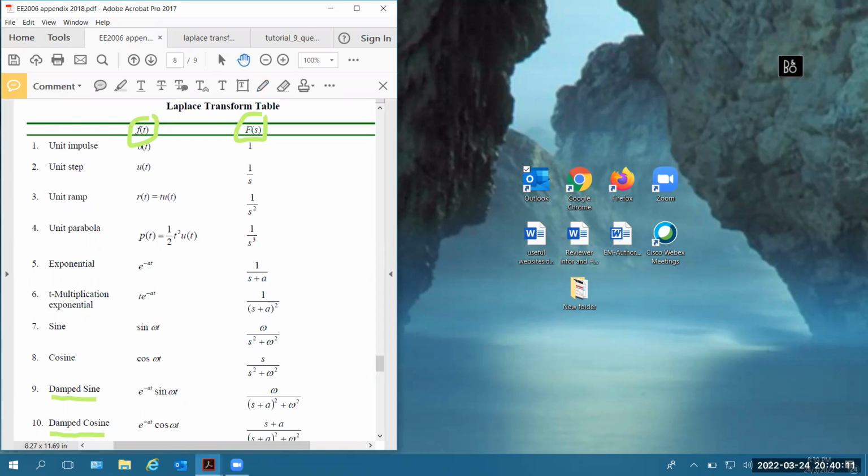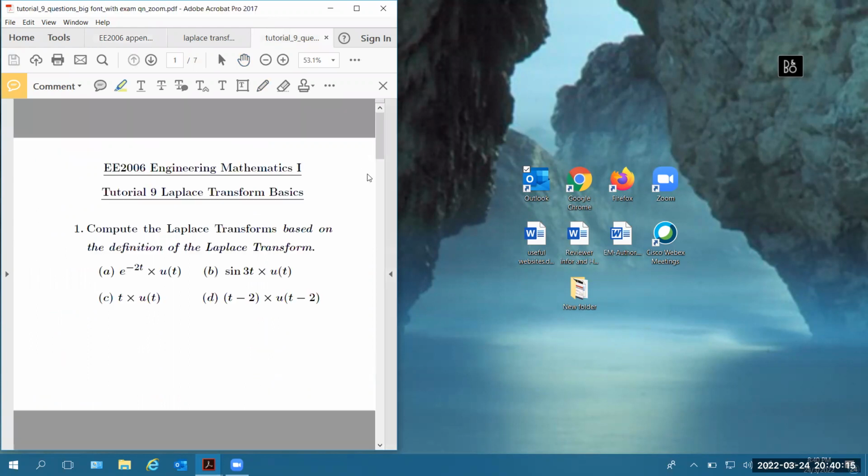Okay, so I think we can now go to our question. So this is our first question. Here we want to compute the Laplace transform based on the definition of the Laplace transform. So we have all this here, and then you want to find the Laplace transform. Oh yeah, I forgot to tell you one thing.